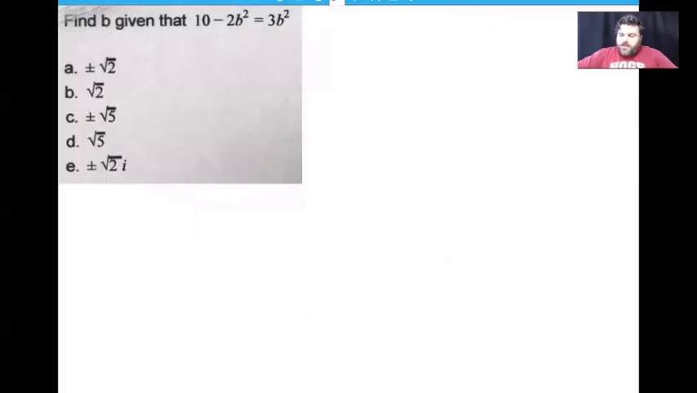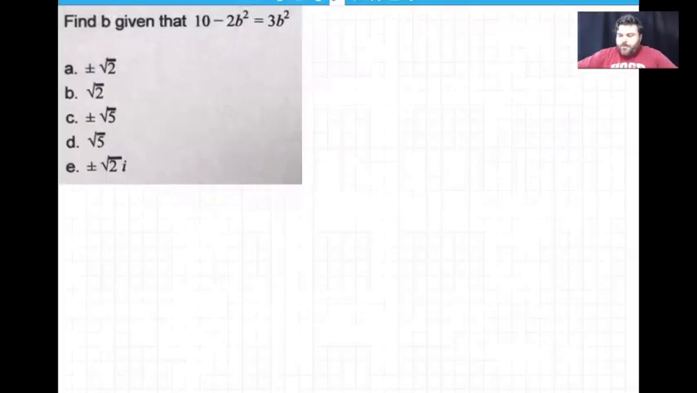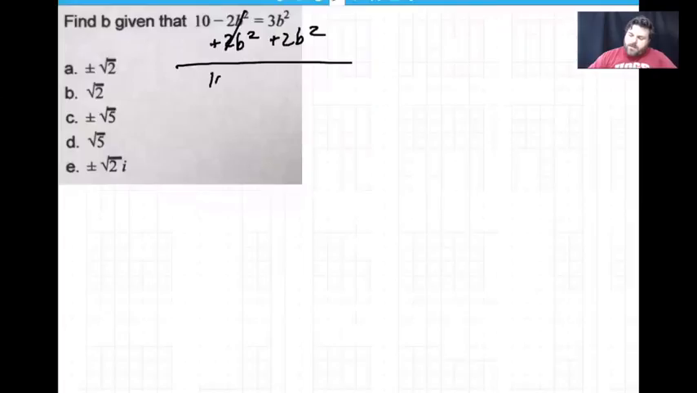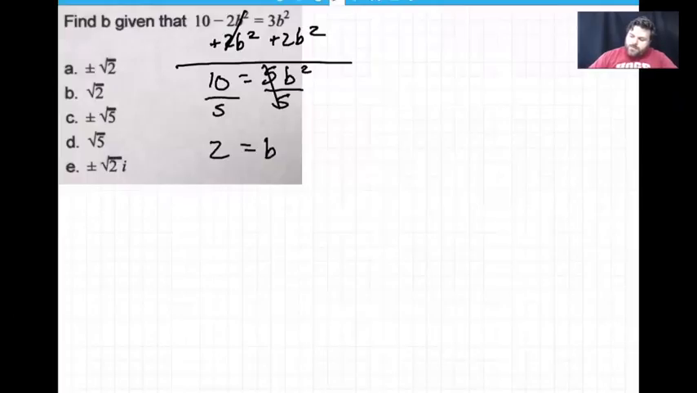All right, find b given that 10 minus 2b squared equals 3b squared. All right, so this one is a quadratic because it's got b squared in it, but it's not a quadratic in the sense that I have to use quadratic methods. If it only has an x squared or a b squared, it doesn't have an x term or a b term, you can solve this like normal. So what I'm going to do is get all the b's together on one side. I'm going to have 10 equals 5b squared. Divide out the 5. That gives me 2 equals b squared.